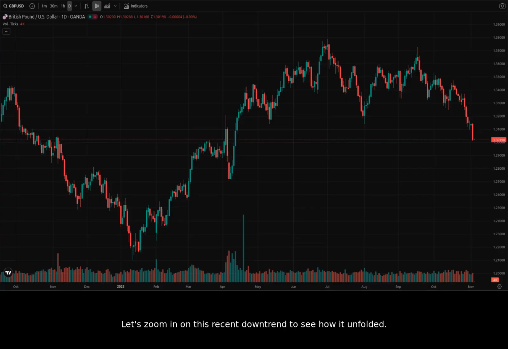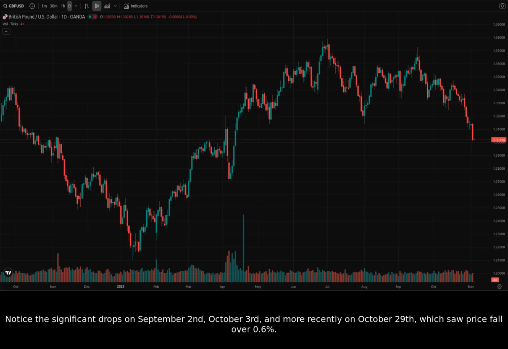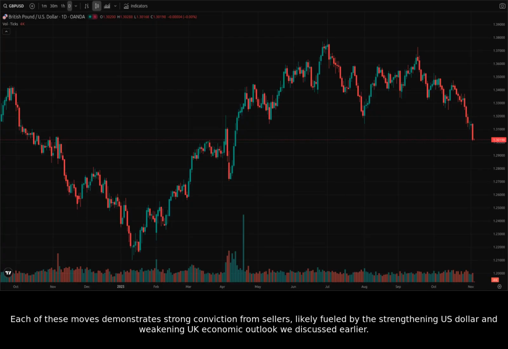Let's zoom in on this recent downtrend to see how it unfolded. Here on the daily chart, focusing on the period from September 1st onwards, the story becomes crystal clear. You can see the peak and rejection in mid-September, followed by a series of large, impulsive bearish candles. Notice the significant drops on September 2nd, October 3rd, and more recently on October 29th, which saw price fall over 0.6%. Each of these moves demonstrates strong conviction from sellers, likely fueled by the strengthening US dollar and weakening UK economic outlook we discussed earlier.